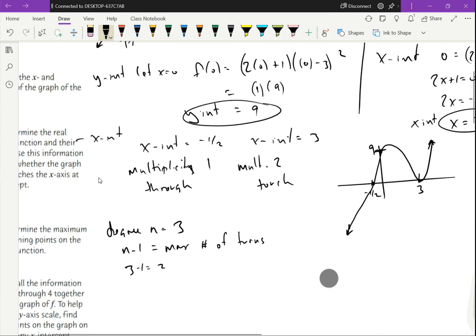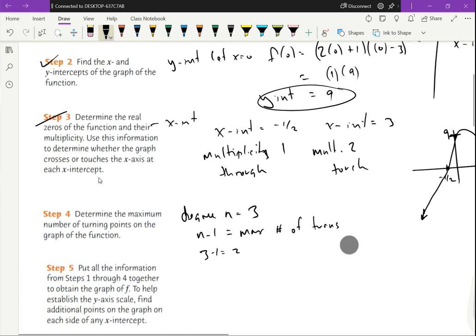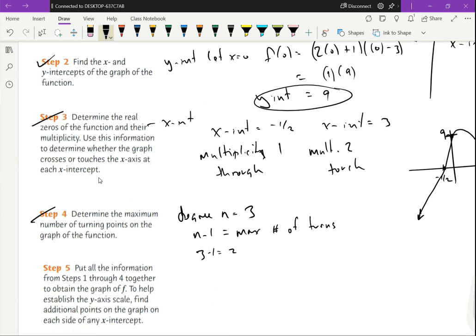So if I take a look at what I've got sketched so far, I'm going to have a turn somewhere in here between -1/2 and 3. And I'm going to turn, I know for sure, at 3. So those are going to be my 2 turns overall. Step number 5, put all the information from steps 1 through 4 together to obtain the graph. So we've already got most of that done.